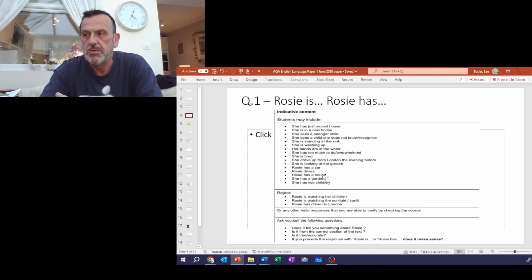Again, just to be on the safe side, always put it as a coherent point. So a full sentence. So she has just moved house. Or Rosie has just moved house. She sees a stranger child. Just make sure you've got she or a name in that question.